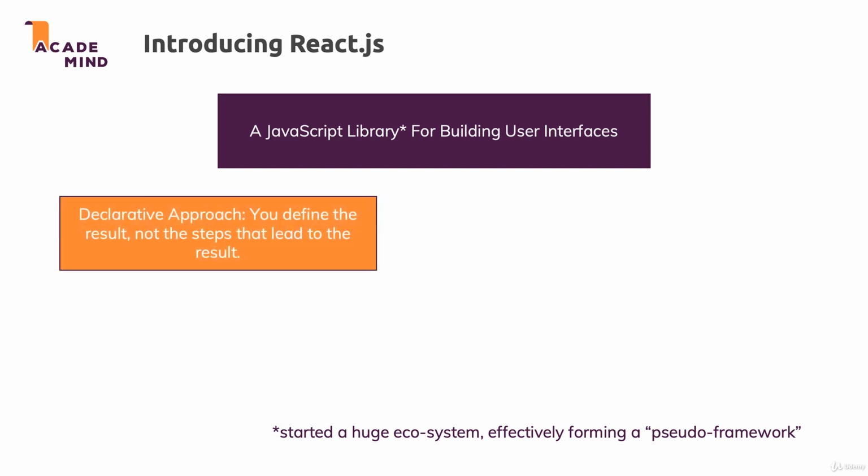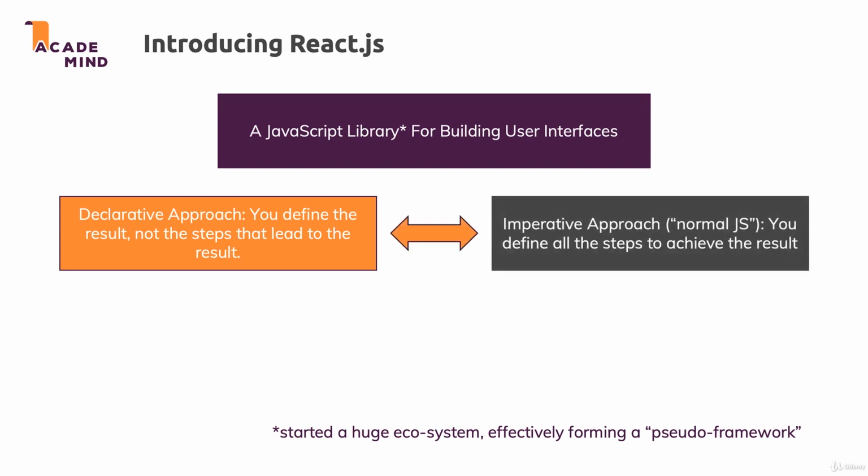This is called a declarative approach, because you declare the goal, you declare what you want to see on the screen in different scenarios, and React will then handle the way of getting there. The opposite of that would be an imperative approach, and that's basically what we did thus far in the course, where we manually had to say, now add this button, add this element, add this event listener.